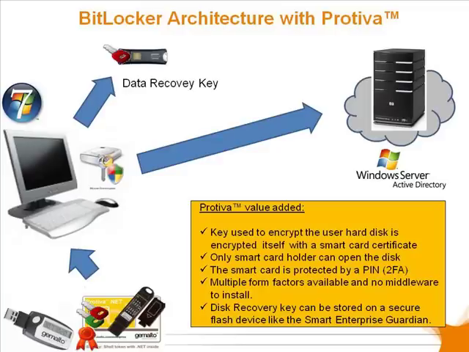What happens if you lose your smart card or you block it? Well, a strong 48-bit recovery key is automatically generated during the setup of BitLocker, and this key can be stored on a USB flash memory device such as Gemalto's Smart Enterprise Guardian. The advantage of the SEG is that the recovery key can be stored in the private part of the flash memory, which is then encrypted and requires the typing of a correct PIN to unlock it.